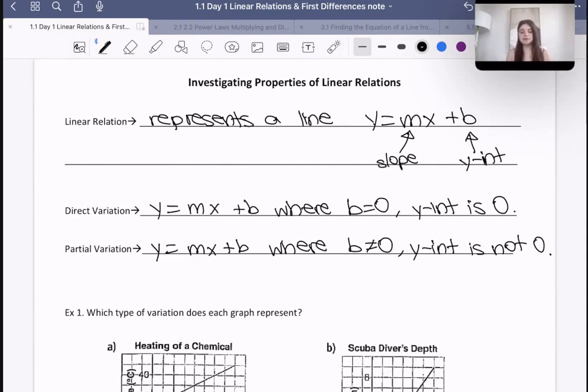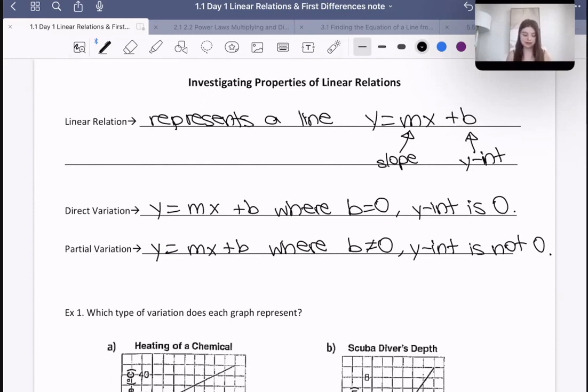Let's say, for example, that John goes to work and he makes $20 per hour. So, let's say he works 0 hours, he makes $0. So that would be direct variation because it's directly proportional to how many hours he's working. If he works 1 hour, he makes $20. If he works 2 hours, he makes $40. He works 3 hours, he makes $60, and so on.